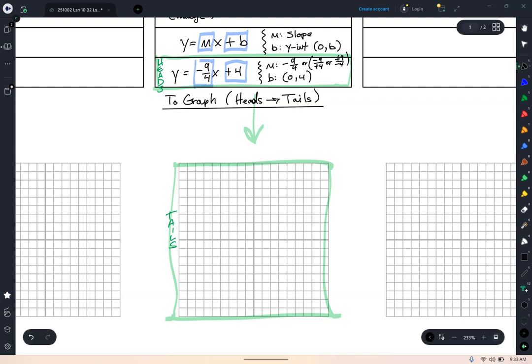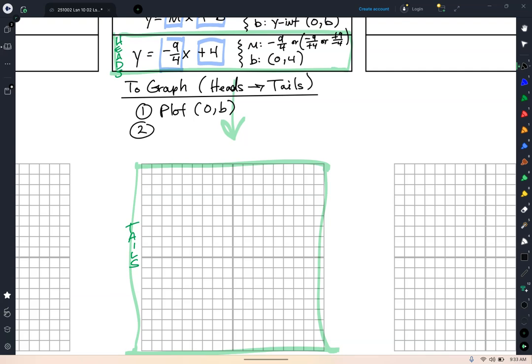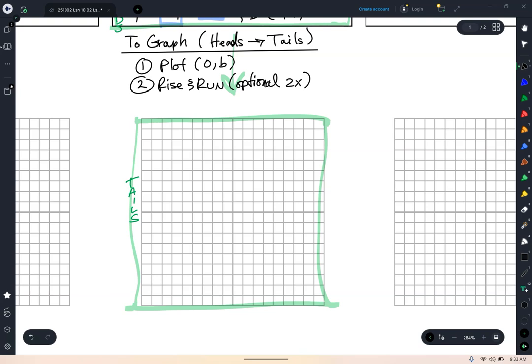All right, so let's just jot down some simple steps. So the first thing we're going to do is plot, which means to draw a point at 0, b. And then we are going to rise and run according to our slope. And it is optional if we want to do it 2 times. That helps us get our lines nice and straight. That's usually if we can rise and run 2 times. But this is pretty simple to plot and to graph, right?